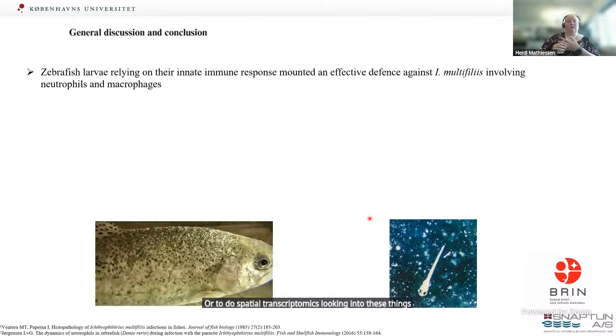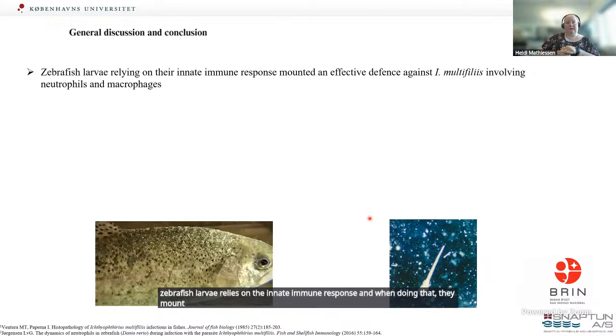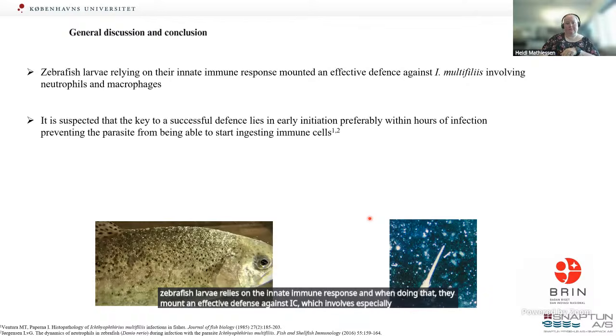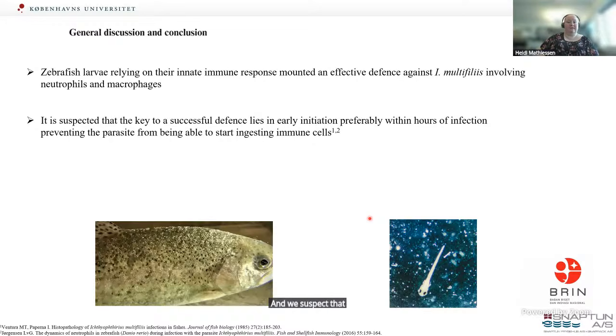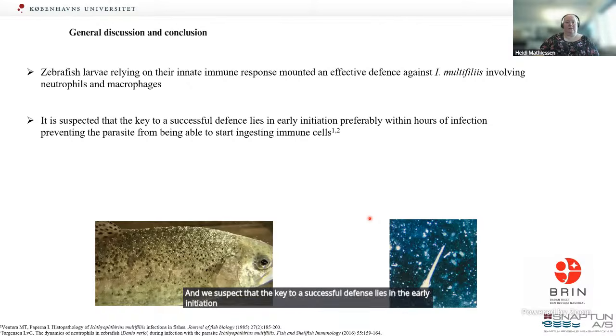So generally and overall, what we found through these studies was that zebrafish larvae rely on the innate immune response, and when doing that, they mount an effective defense against ick, which involves especially neutrophils and macrophages. And we suspect that the key to a successful defense lies in the early initiation, preferably within hours of infection, preventing the parasite from being able to start ingesting immune cells.